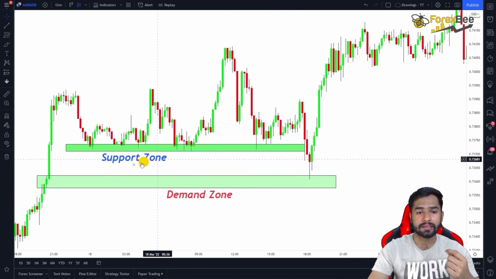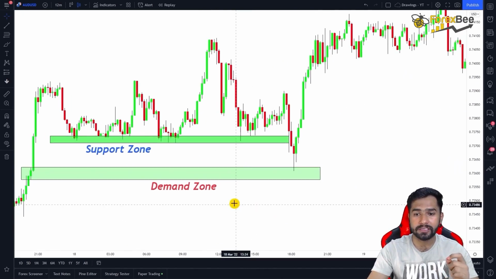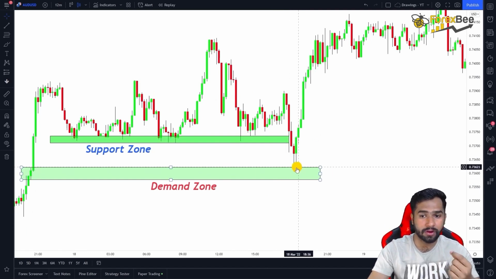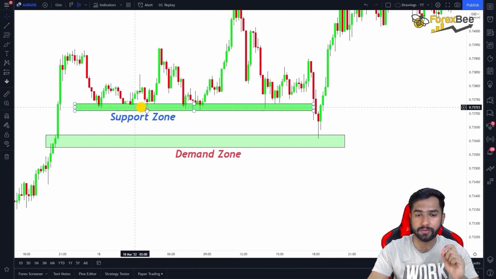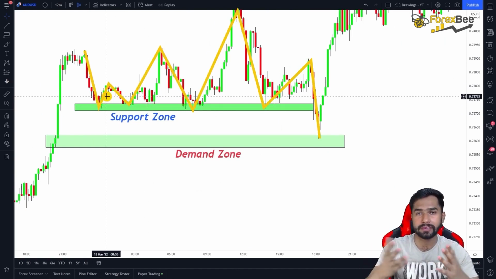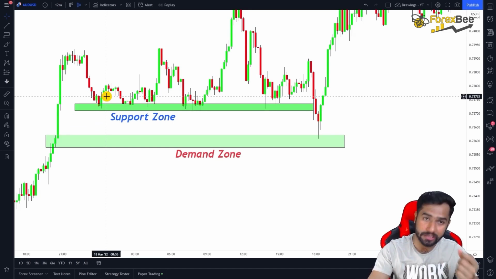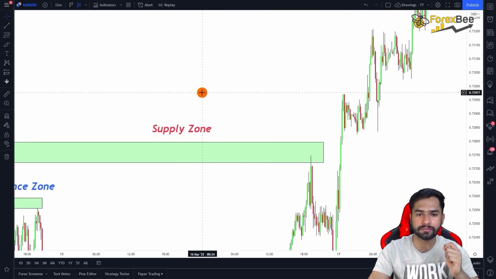So the supply or demand zone is fresh until it's picked, until the market comes back and picks the orders and goes in the bullish direction. And in case of a support zone, the market keeps retesting that zone until it breaks it. So these are 2 main differences that exist between support zone and demand zone. Now let's talk about the resistance zone and the supply zone. So let me just go here.